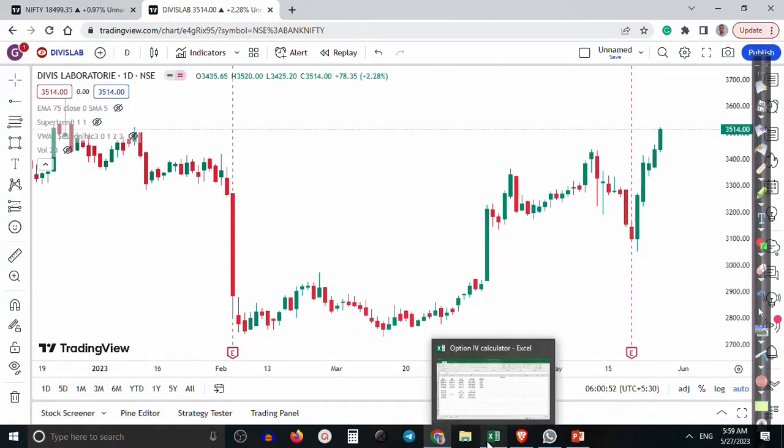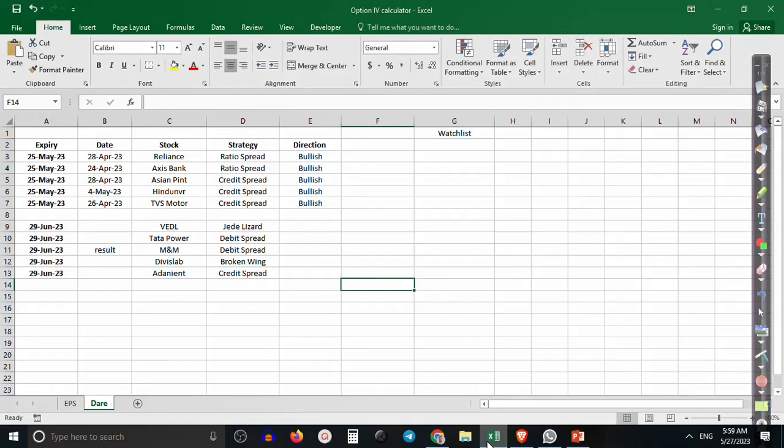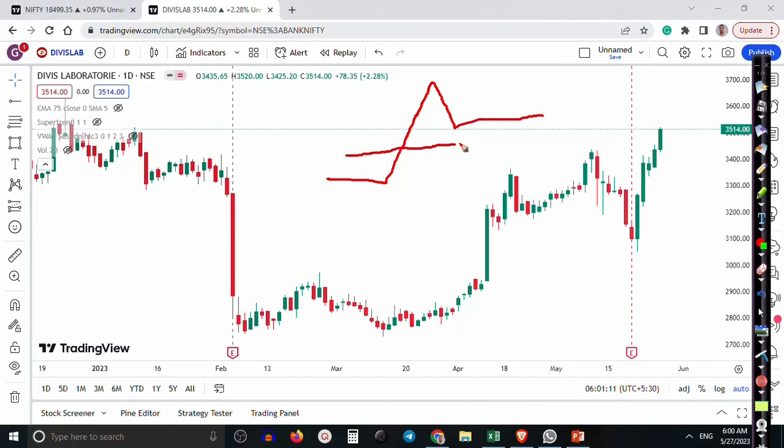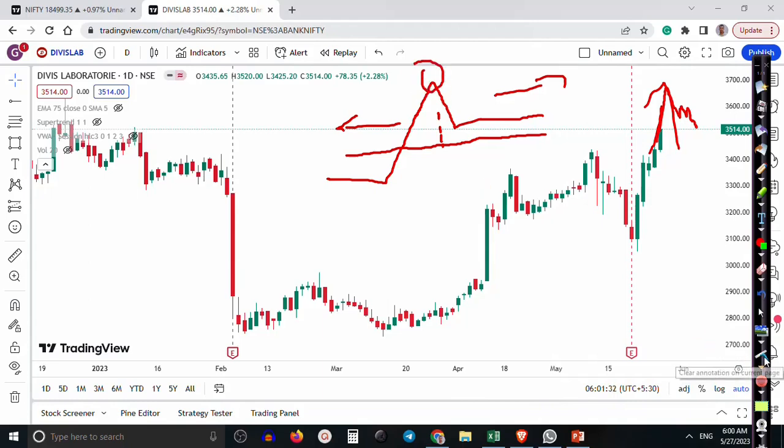Here we use a broken wing trading strategy. The broken wing trading strategy looks like this, and the price stays like that. The stock is somewhere here, and we are expecting that if the price stays anywhere above this area, we'll collect the premium, and if it goes down, it's protected. If the price goes up or closes exactly here, we'll collect the maximum premium in that case.